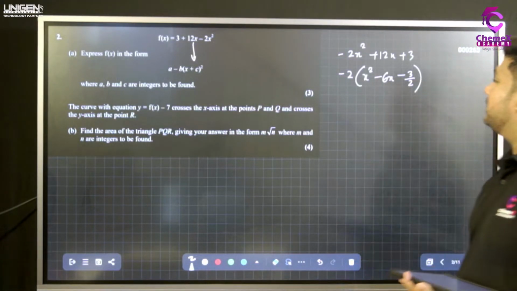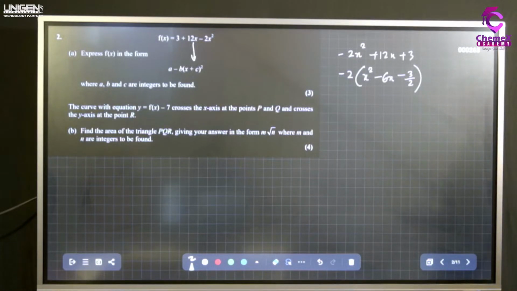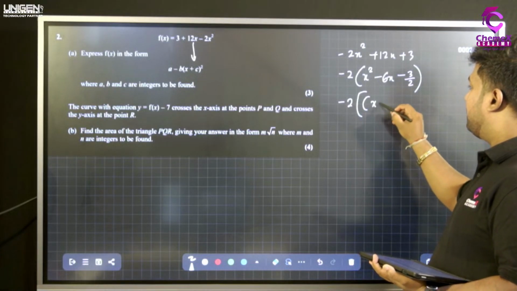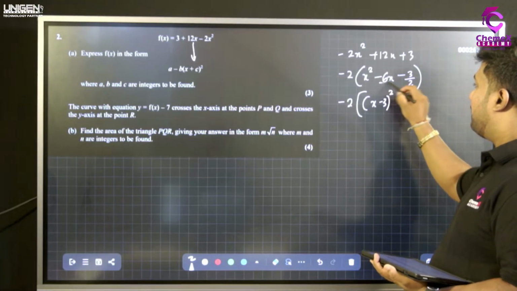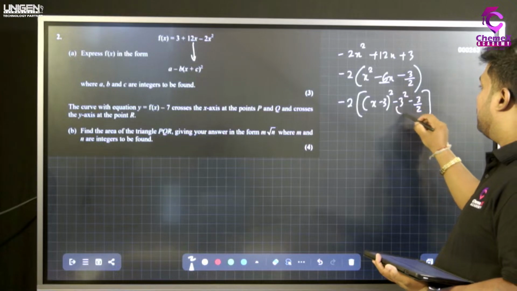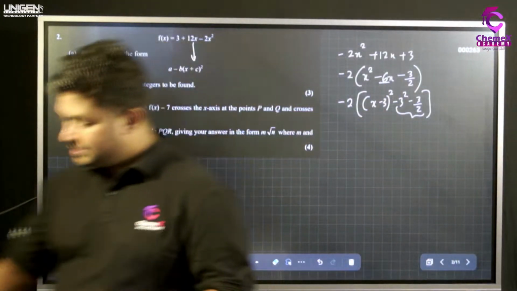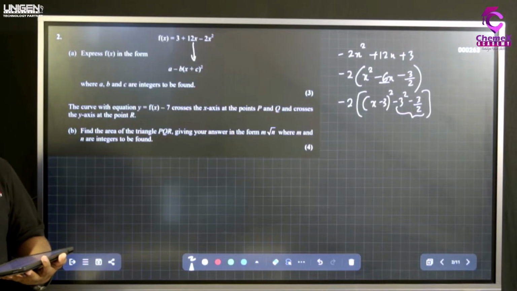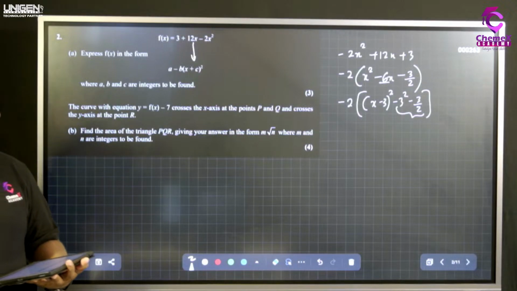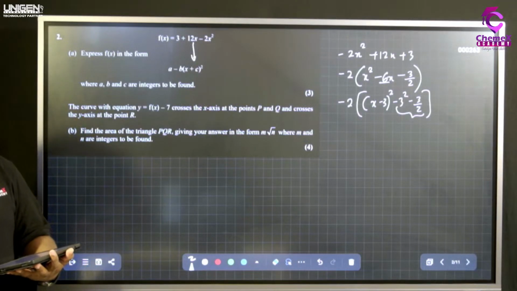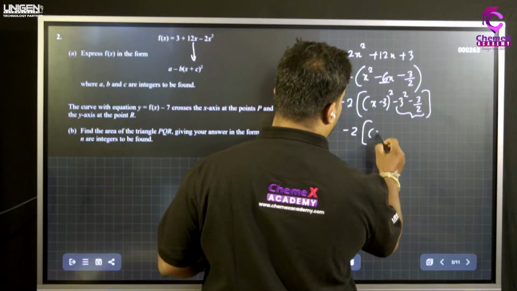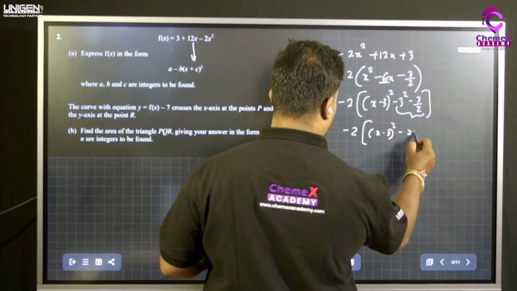Did you understand or no? Because when you expand, you should get the same thing. So then keep minus 2 out. x minus 3 squared, because half of it is 3, no? Minus 3 squared minus 3 over 2. Then this will give you what? Minus 9 minus 3 over 2, minus 21 over 2. So minus 2 times x minus 3 squared minus 21 over 2.